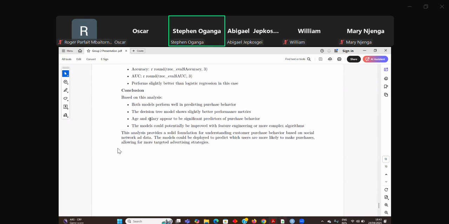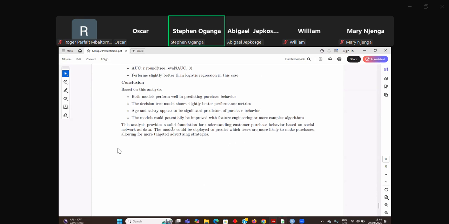So for our conclusion, based on this analysis, both models perform well in predicting the purchase behavior. The decision tree model shows slightly better performance metrics. Age and salary appear to be significant predictors of purchase behavior. The model could potentially be improved with feature engineering or more complex algorithms. This analysis provides a solid foundation for understanding customer purchase behavior based on social network advertisement data.